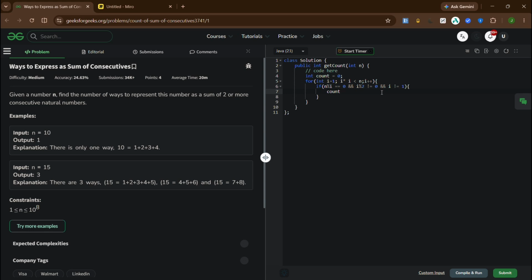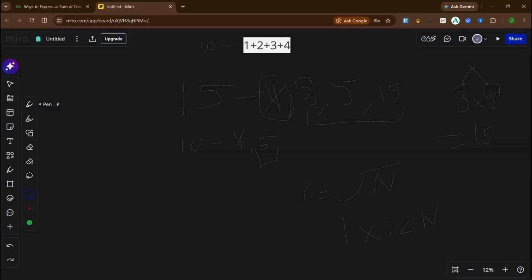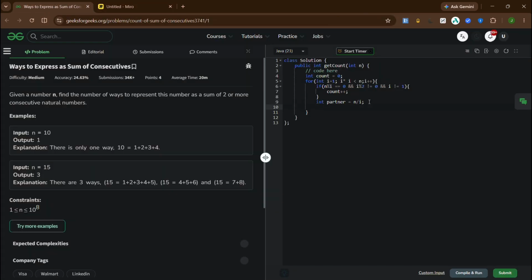If the above conditions are true, then we will increase count. Now we will find the partner of this number. Partner equals n divided by I. 15 divided by 3 gives 5, so 5 is a partner. Now for this partner, we have the same conditions: it should be a divisor of n and it should be an odd number.